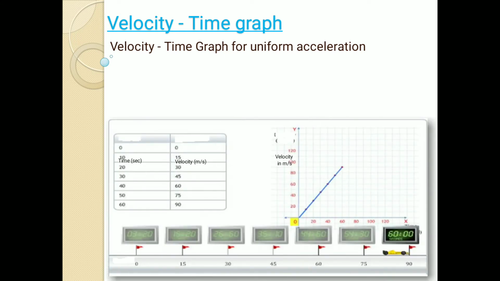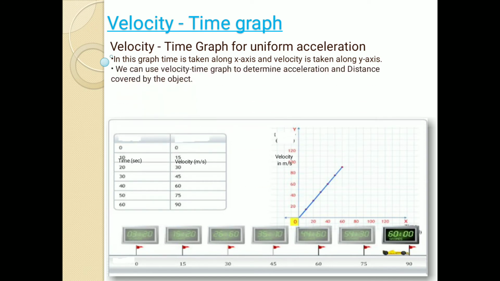Next one, the velocity time graph, for uniform acceleration. Listen now, from the distance time graph we can calculate the speed of an object because speed is distance divided by time. In the velocity time graph we can calculate acceleration because it is the change in velocity divided by time. See, this is the velocity time graph. On the y-axis we mention velocity in meters per second, and on the x-axis we mention time.